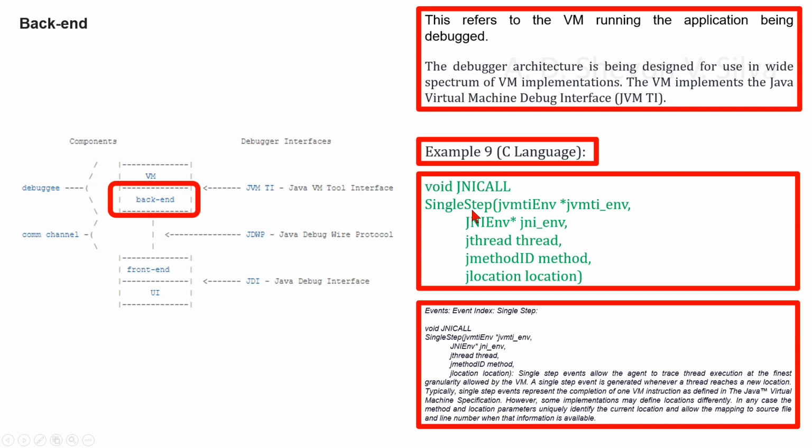A single step event is generated whenever a thread reaches a new location. Typically, a single step event represents the completion of one VM instruction as defined in the Java Virtual Machine Specification. However, some implementations may define location differently. In any case, the method and location parameters uniquely identify the current location and allow the mapping to source file and line number when that information is available.